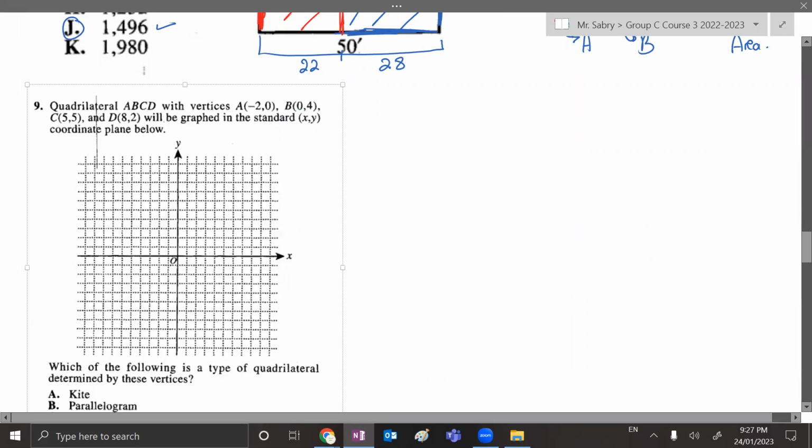So if you just put the point here, -2 and 0, and then 0 and 4, so it's like somewhere here, and then 5 and 5, so 5 on the x, 5 on the y, 1 2 3 4 5, and then 8 and 2, so 1 2 3. Whoa, very weird quadrilateral.